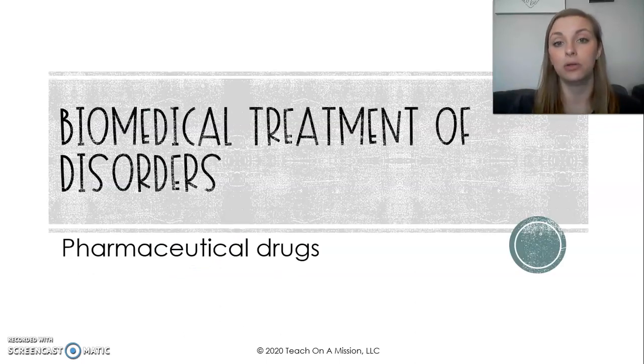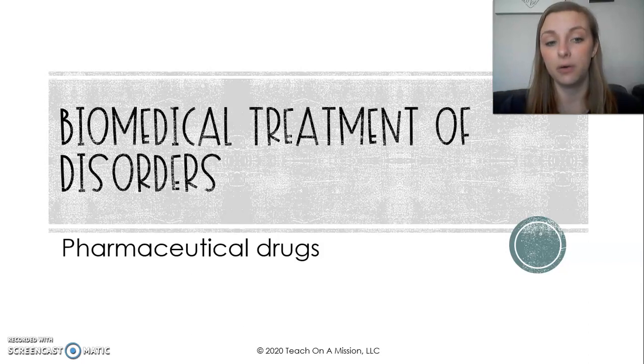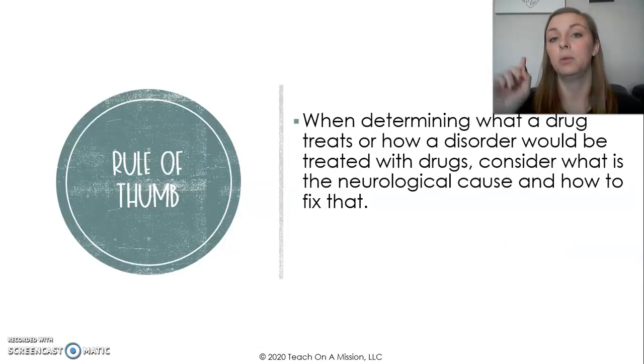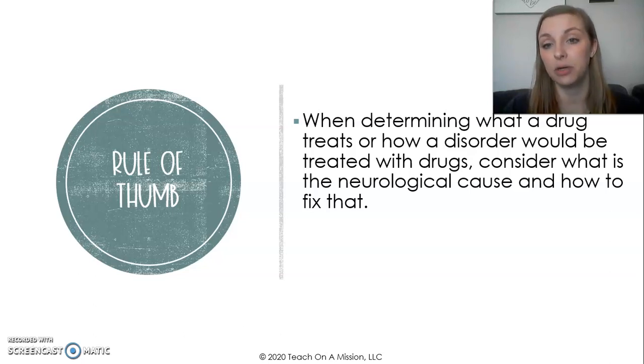Okay, let's talk about drugs. So biomedical treatment of disorders is usually pharmaceutical drugs. However, there are some other therapies as well. We're going to focus mainly on the drugs. So here's a rule of thumb. When we're determining what a drug treats or how a disorder would be treated with drugs, we need to consider what the neurological cause of the disorder is first. We need to figure out, okay, what's wrong with the brain and how do we need to change something? How do we need to fix it?